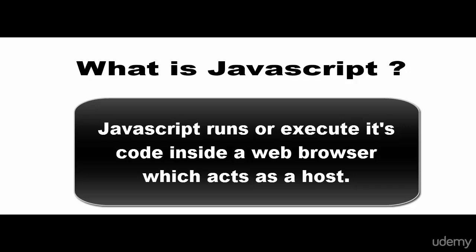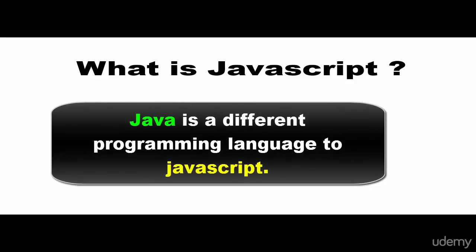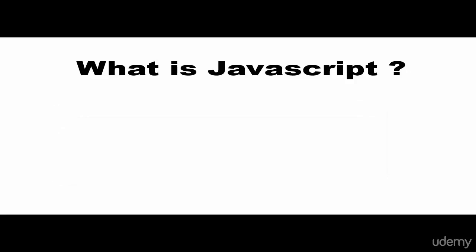Unlike back-end programming languages, Java is actually different from JavaScript. Back-end programming languages like Java, PHP, Ruby on Rails, they execute or run their codes on the server and then pass the results onto the browser. JavaScript actually executes or runs the raw codes inside the client machine, and it does that inside the web browser.